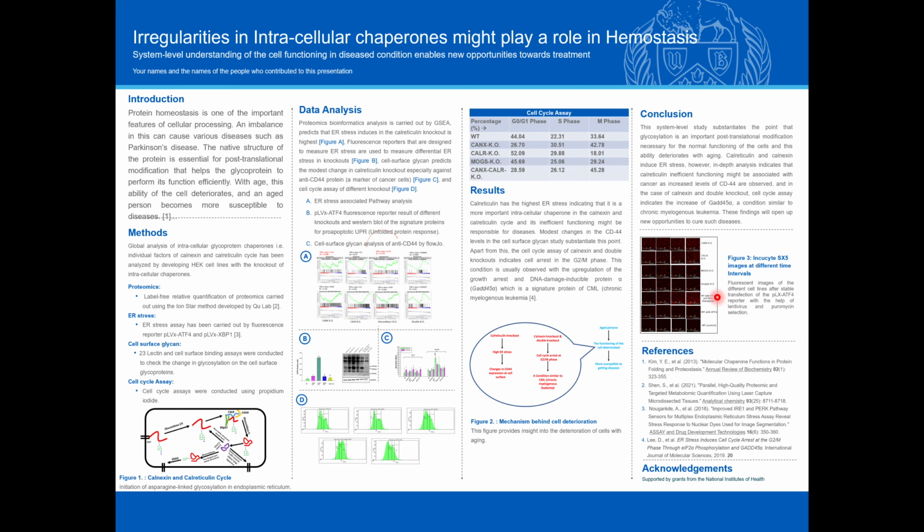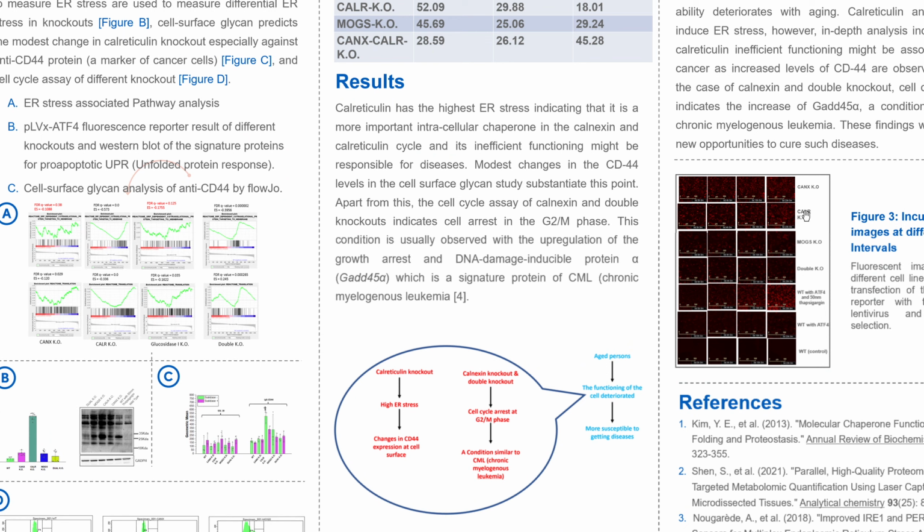The final figure shows the fluorescence image of different knockout cell lines when they are transfected, or we can say when stable transfection of different knockout cell lines is done using lentivirus reporter, that is PLVX ATF4, that can display the real-time stress within the knockouts.